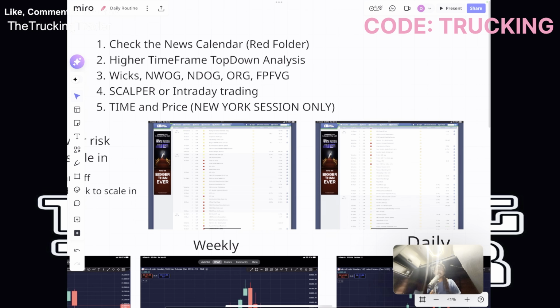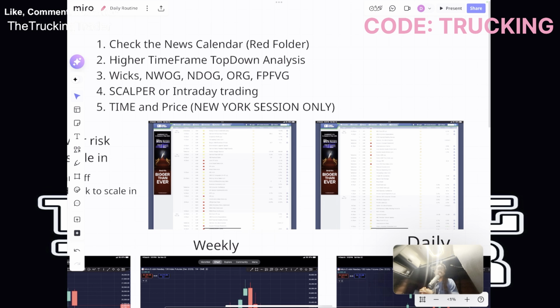So the first thing I like to do, and I made a small little checklist for you guys right here, but the first thing I always do, so today is Saturday, right? So starting off the week, I like to always be aware of the news calendar. And mostly what I'm looking for on the news calendar is red folder news. And I'm also looking for bank holidays, right?